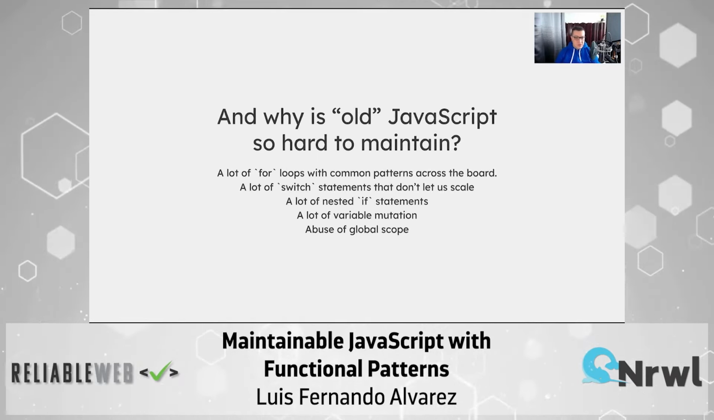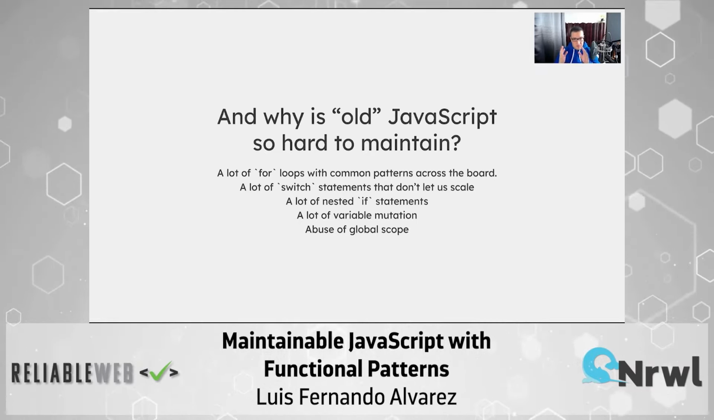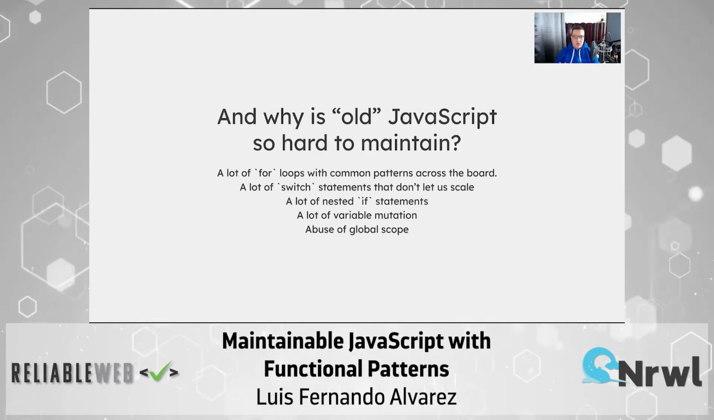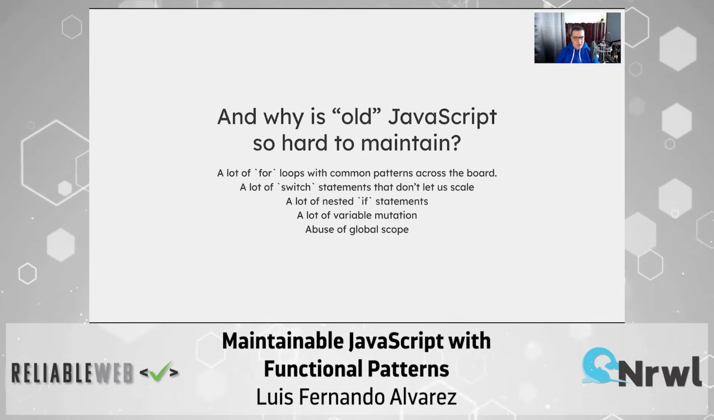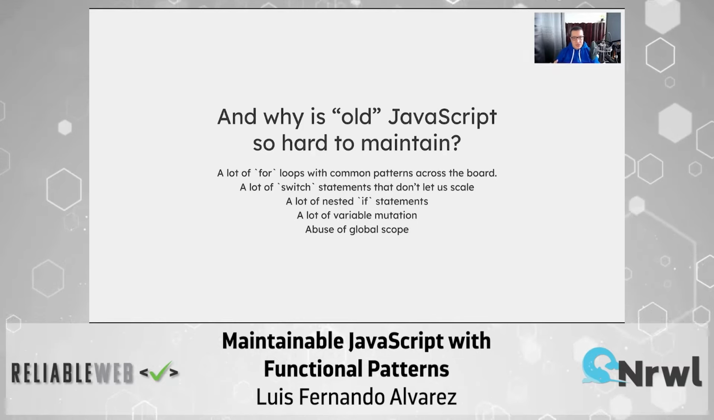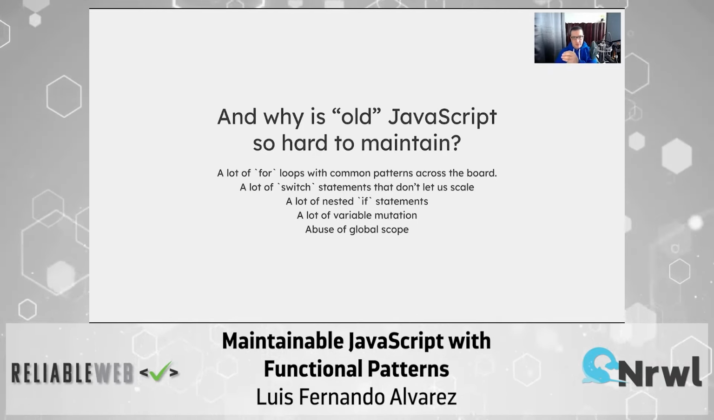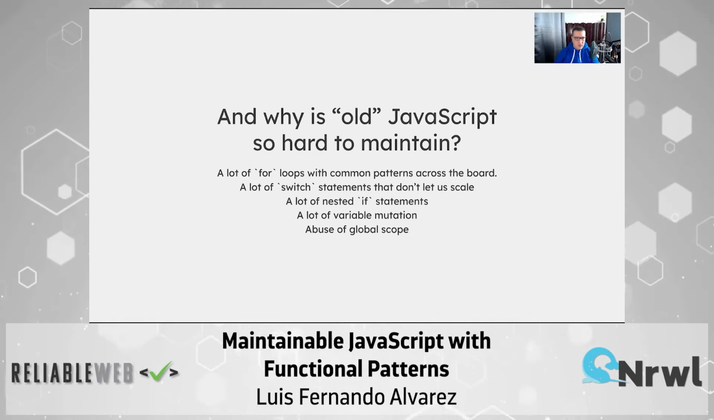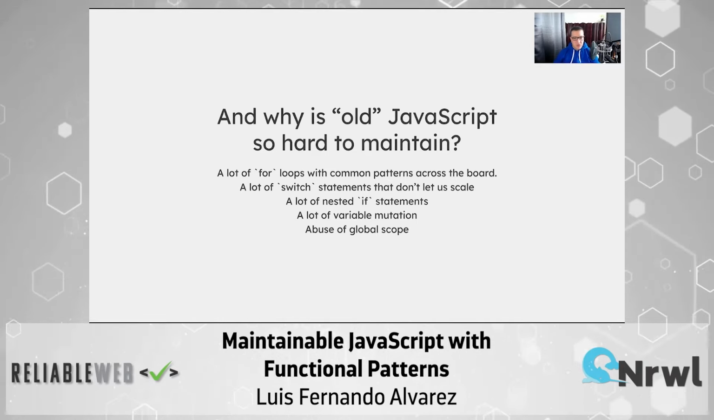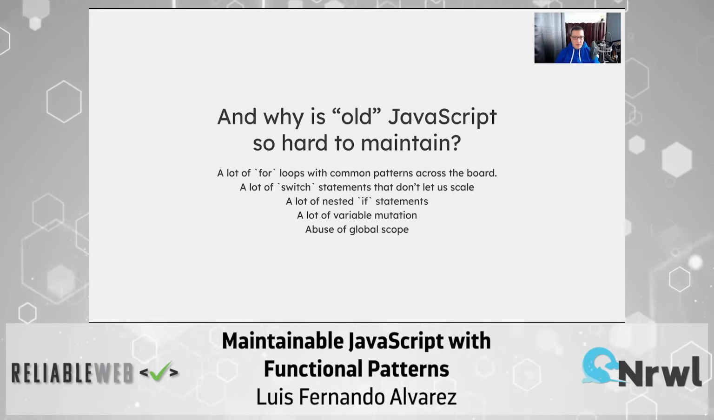And why is old JavaScript so hard to maintain? That is kind of the main question here. And I'm making a list here, and I'm going to go over these points as well. So we have a lot of for loops with really common patterns. We're going to see some, for example, initialize, iterate over an array, and then push to a temporary array, just to do accumulation, or to do list transformation, or whatever you want to do with JavaScript, either in the backend or the frontend, right?